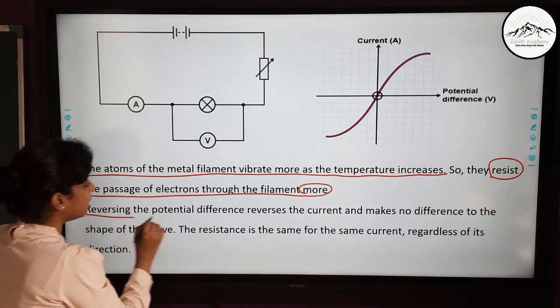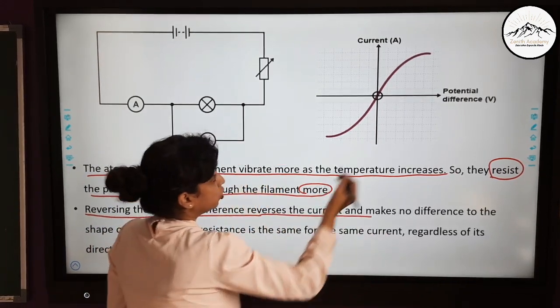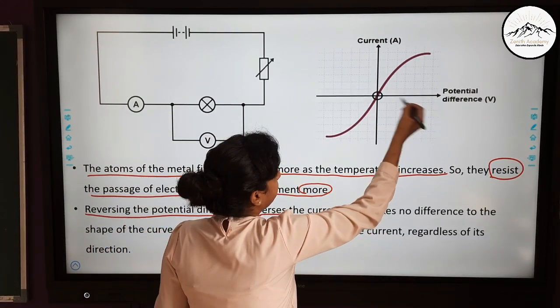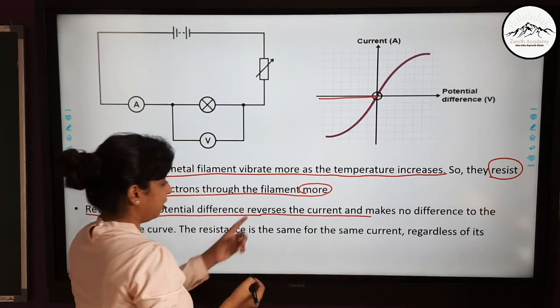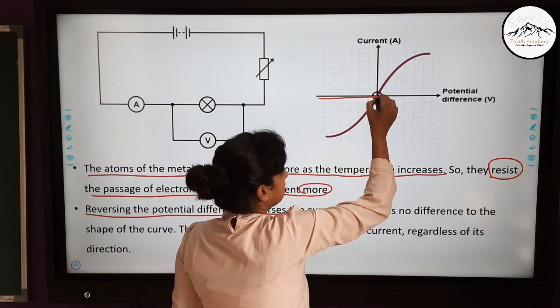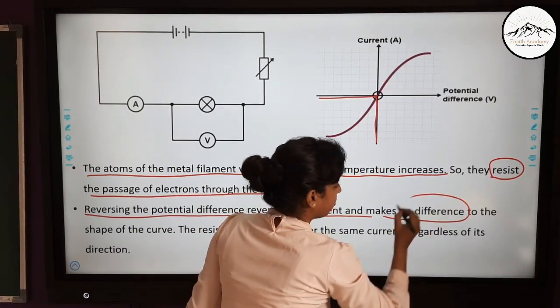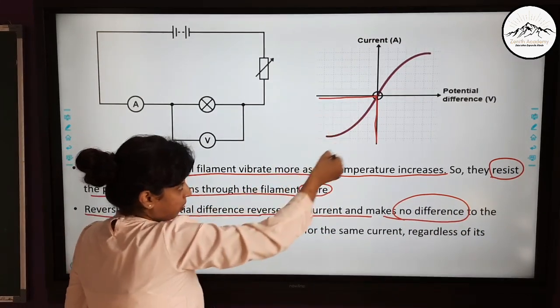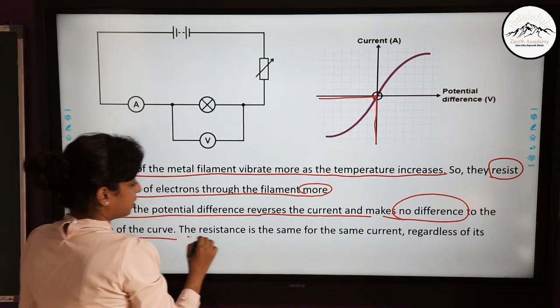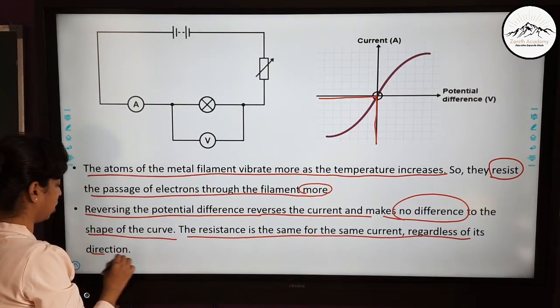Now reversing the potential difference reverses the current. So when I have reversed the potential difference, that is, from positive I went to negative, what happens? It reverses the current, so the current's direction also gets reversed, but it makes no difference to the shape of the curve. The shape of the curve remains the same. The resistance is the same for the same current regardless of its direction.